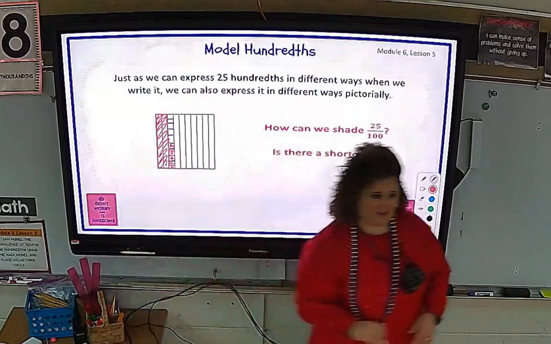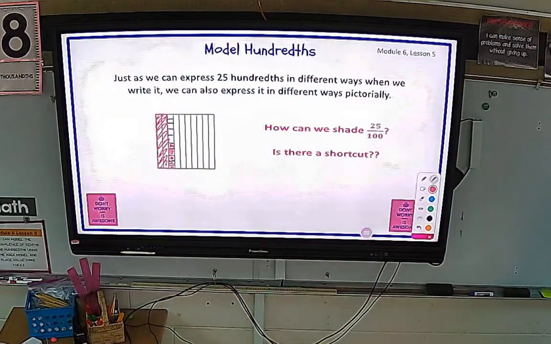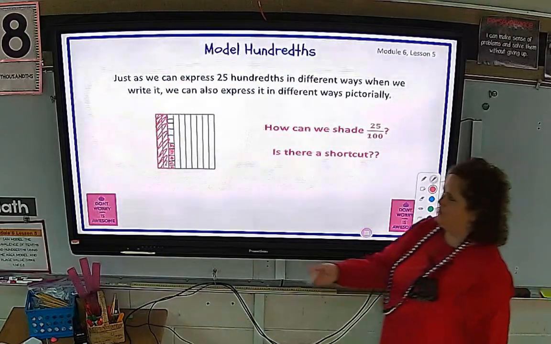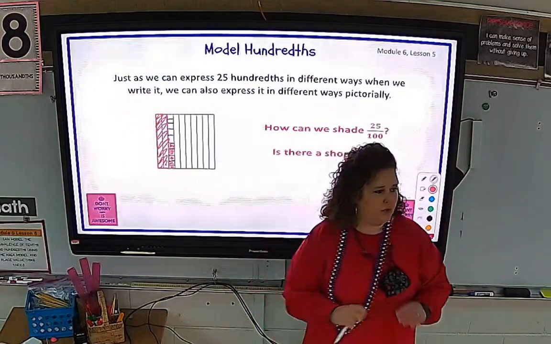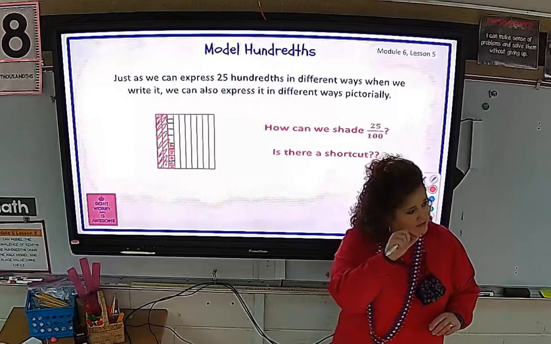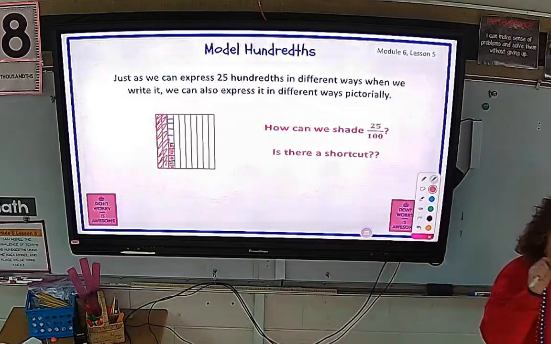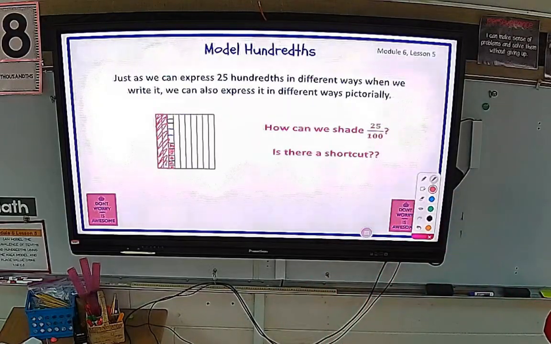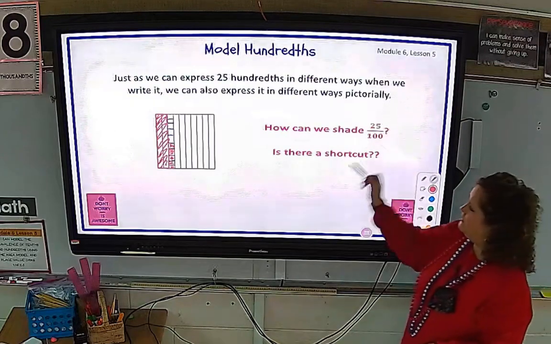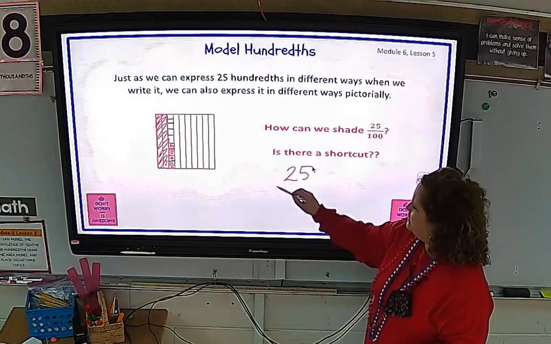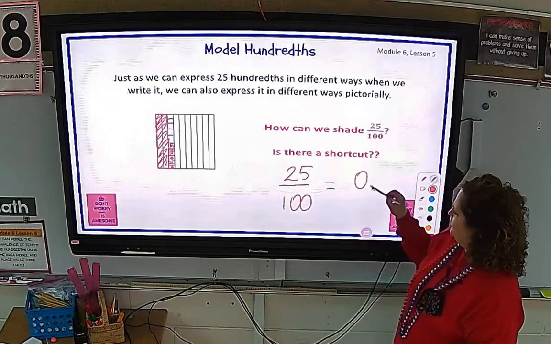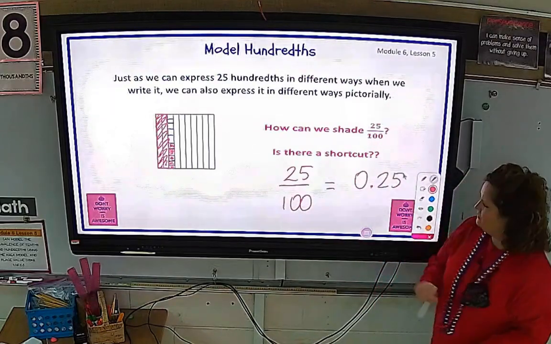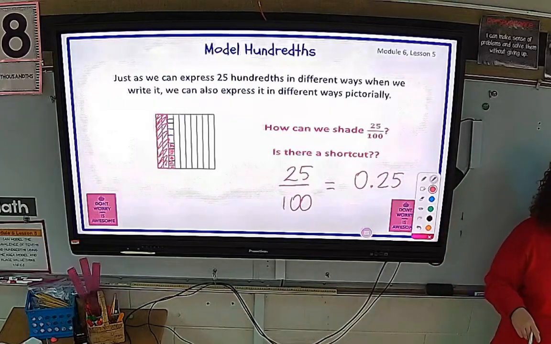So see how I did that? I know all of them can be cut into 10 pieces. So 10, 20, and if I'm not showing all 10 of them, let me cut just that one column so I can show you exactly what I'm talking about. This is 25 hundredths, which is equal to 0.25. Look at the diagram and look at the number.